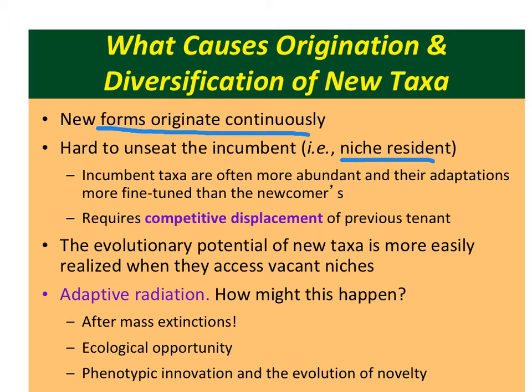Now, occasionally a newcomer can come in, but then that requires competitive displacement. That means getting rid of the previous tenant or forcing that tenant to start using other resources. The evolutionary potential for new taxa is more easily realized when they can access vacant niches. So, what would happen if there was no niche resident in a certain location? And how might this happen?